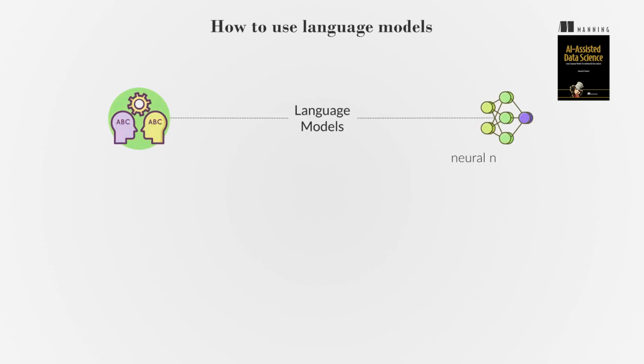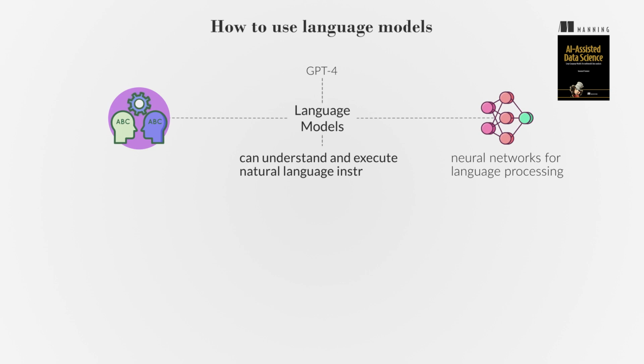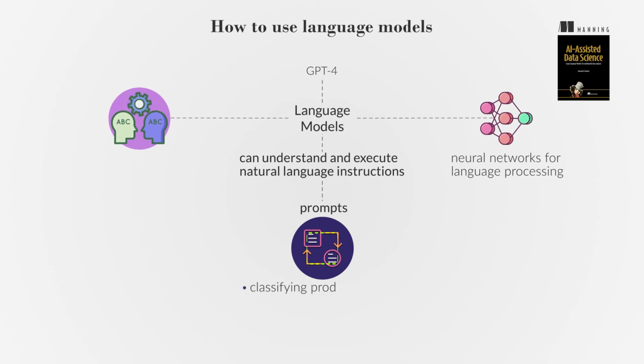Language models are neural networks designed for language processing. The latest generation of models, like GPT-4, can understand and execute natural language instructions. Users can provide prompts to instruct models for specific tasks, such as classifying product reviews or generating SQL queries.